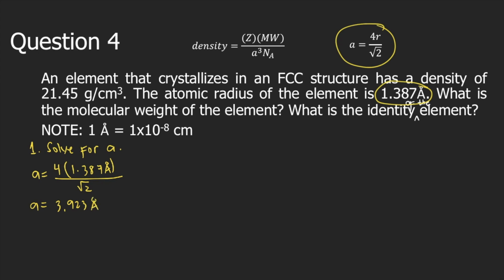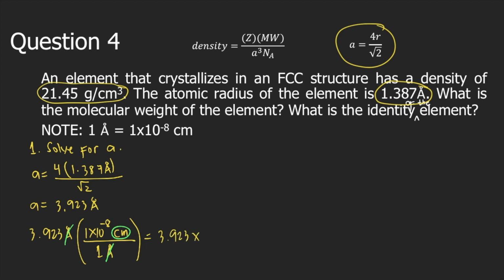Then we need to convert angstrom to centimeters. Why? Because if you look at the given density, it is in gram per cubic centimeters. So 3.923 angstrom, we use the conversion given to us. 1 angstrom is equivalent to 1 times 10 raised to negative 8 centimeters. So angstrom cancels out and the unit becomes centimeters. And this is equal to 3.923 times 10 raised to negative 8 centimeters. So that is our edge length, or A.